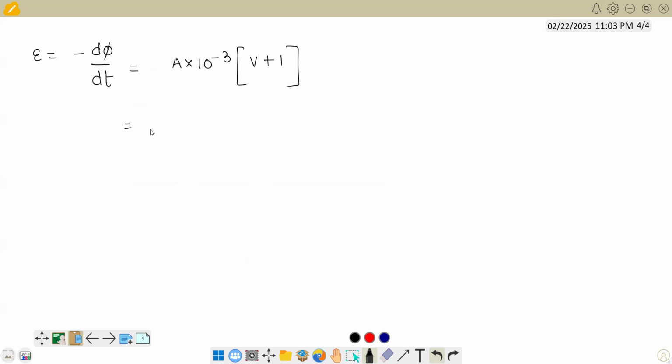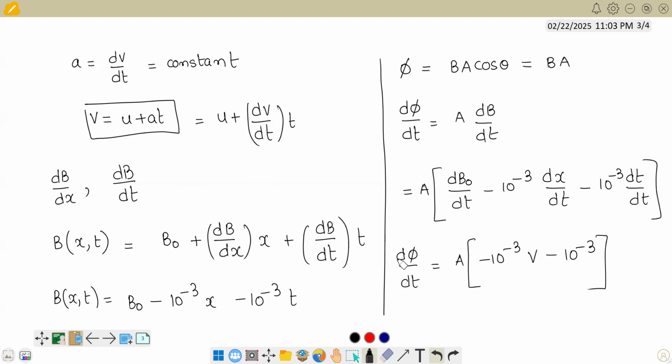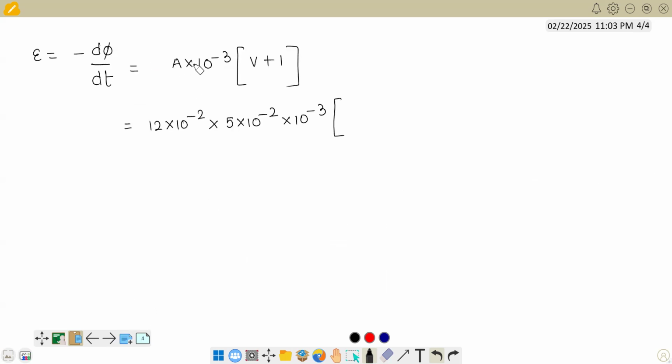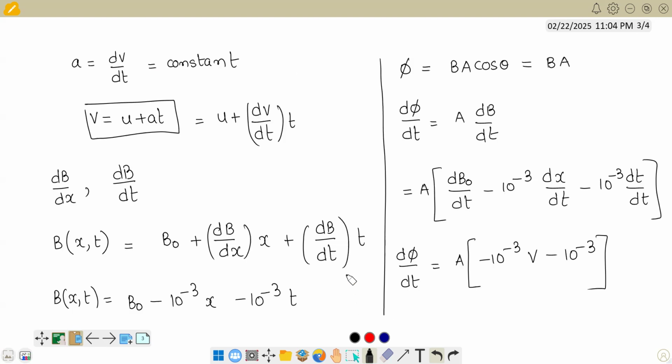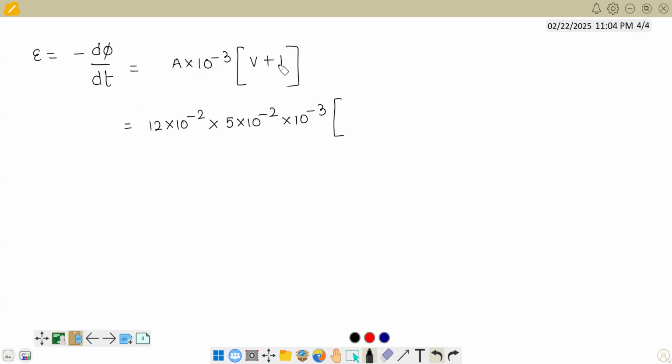The area is given as 12 into 10 power minus 2 into 5 into 10 power minus 2, into 10 power minus 3. And remember, velocity must be in centimeters per second only. You might wonder why I am solving some of the quantities in SI units and some in CGS units. This is for convenience only. If you want, I will give you this as homework: try to convert each one and do it, and you will still get the same answer. So the V value is given as 5 centimeters per second. So 5 plus 1.